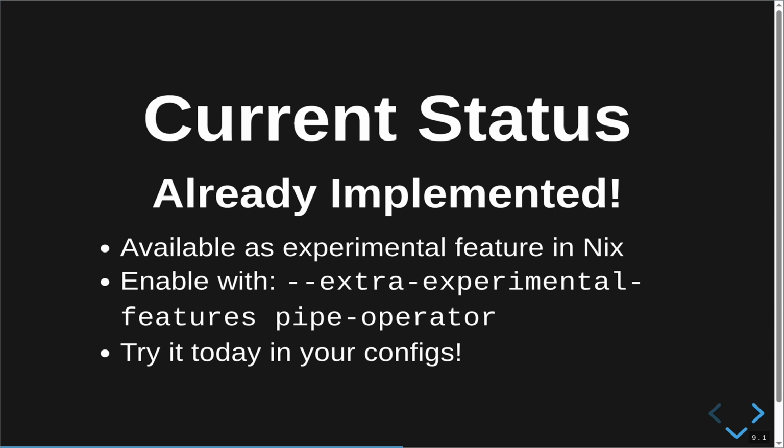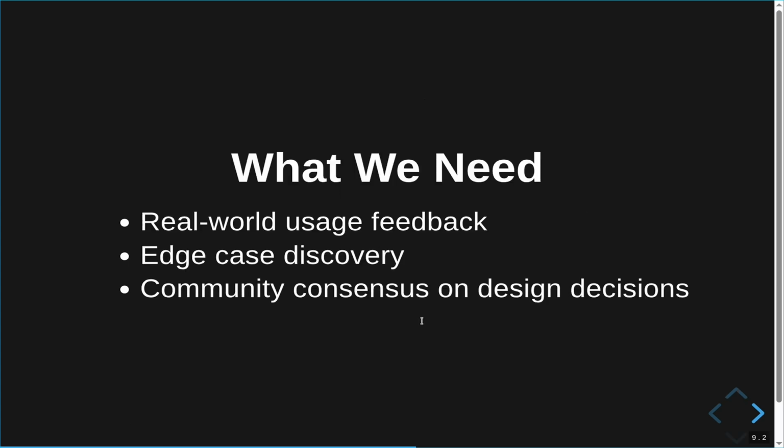Now, what do we need from the community? We need real-world usage feedback. We need more people to try it out, discover edge cases, anything that's not accounted for so far, and report back in the RFC thread. And we need community consensus on various design decisions. A bunch of people have just gotten together and made some decisions, including me, and we probably made some mistakes along the way, so feedback is appreciated.